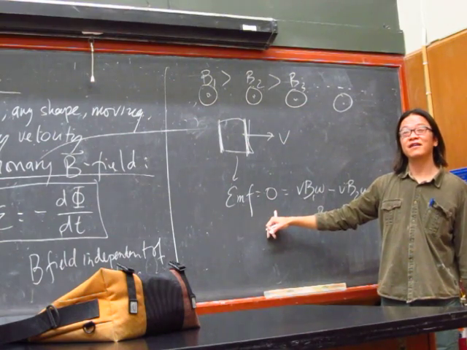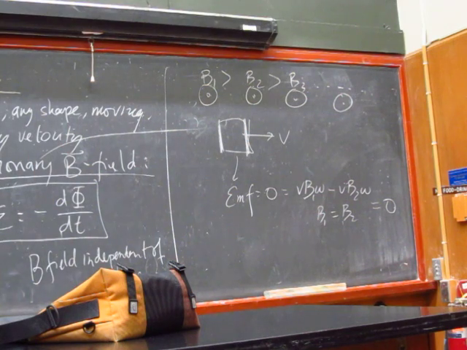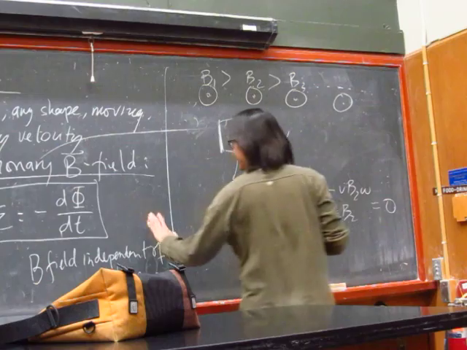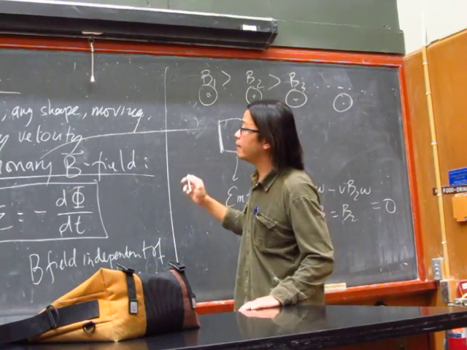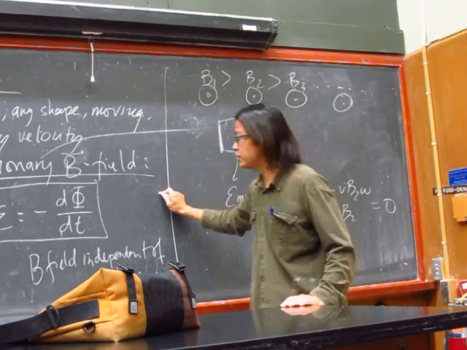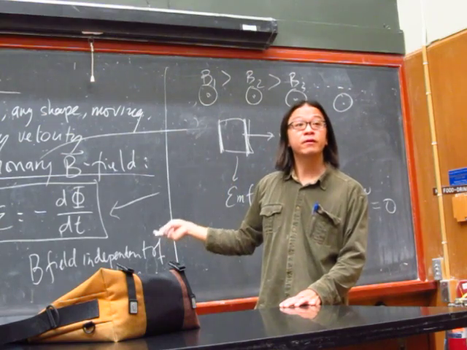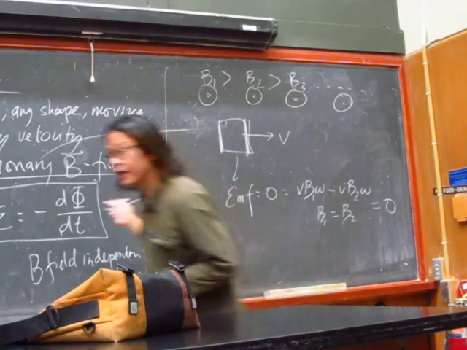Is that clear? Okay. And go through the proof. There's a lot of vector algebra in the proof. I'm just considering a simple loop here, but this is actually a general statement. Any loop, any shape, any movement.